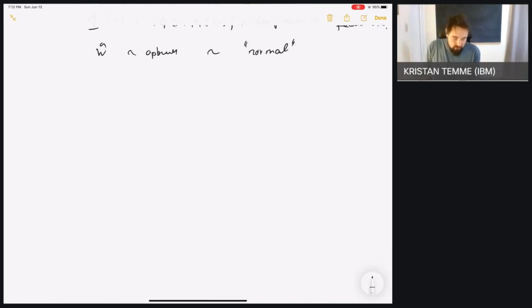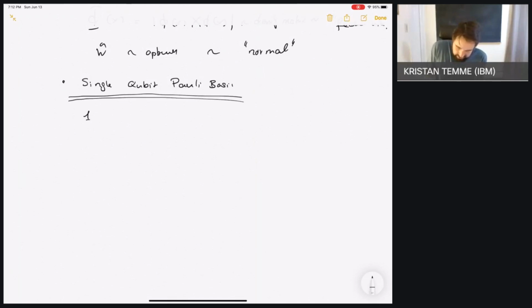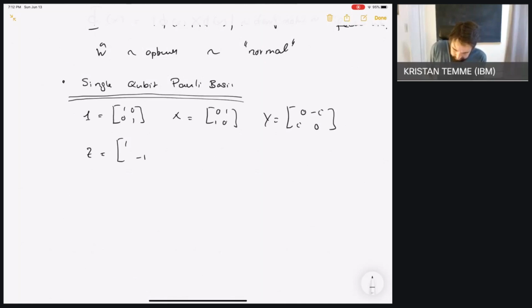Okay, so for a single qubit, we can choose a very nice basis that you may already be familiar with, and that's the single qubit Pauli basis. So what are the Pauli matrices? These are essentially the identity matrix for a single qubit, the X matrix, the Y matrix you've seen before, and a Z matrix. And they have the nice property that they form an orthogonal basis set with the right Hilbert-Schmidt inner product.